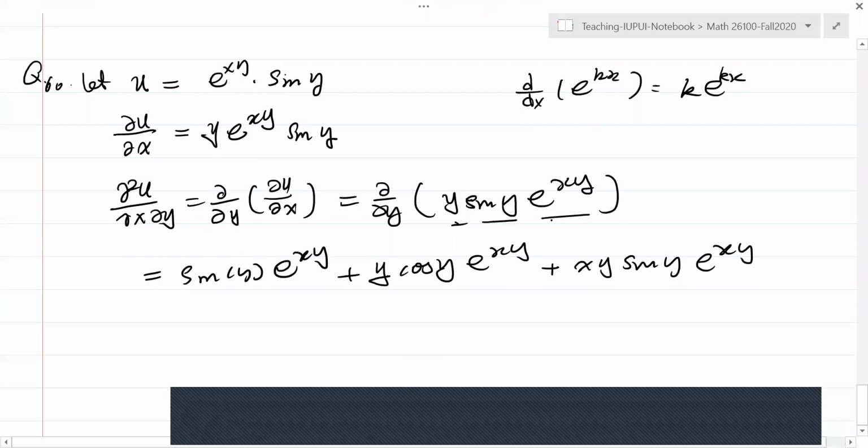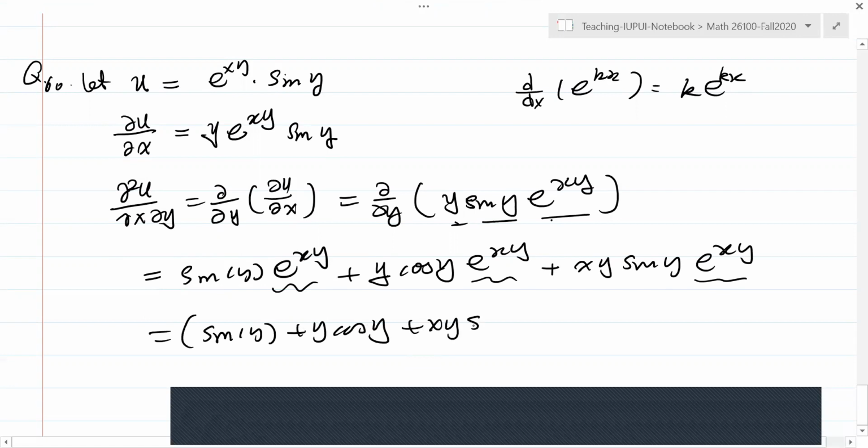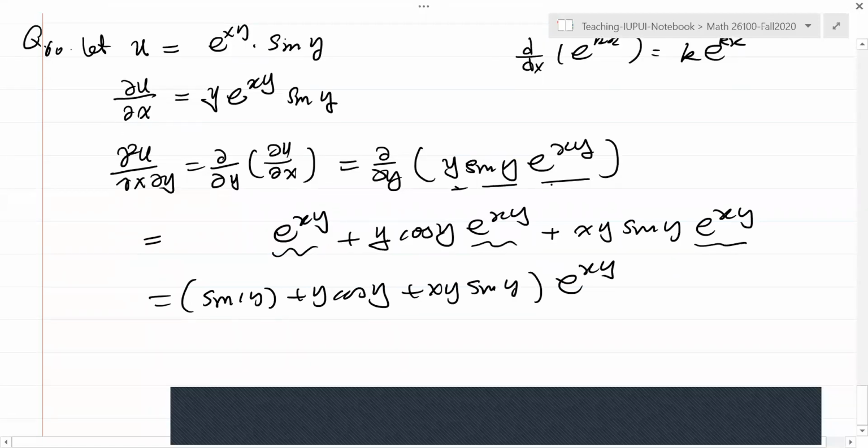Can you simplify it? Well, maybe. There's only one common term, e to the xy. If you want, you can take this out to make it easier: sine y plus y cosine y plus xy sine y, times e to the xy. That's the partial derivative with respect to x and then with respect to y.